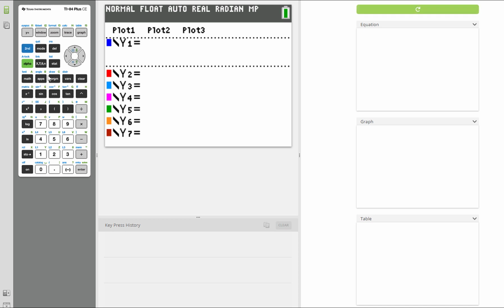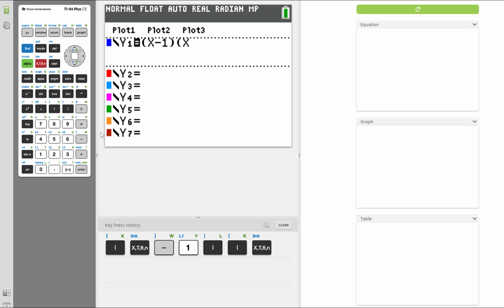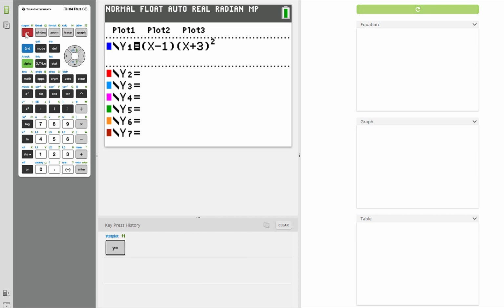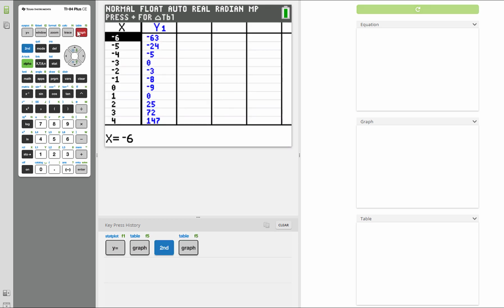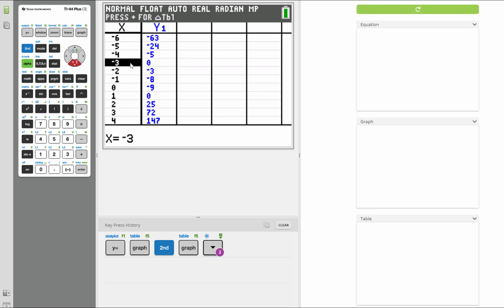We're going to substitute our function. For y sub 1, we're going to substitute the function that we were given. So we're going to put y sub 1 equal to (x minus 1) times (x plus 3) quantity squared. Let's go ahead and graph it and see what we get. This looks a lot like the graph that I came up with in my sketch. Now, if we go to the table of values, we can see here the x-intercept, -3, 0. That's where y is equal to 0.